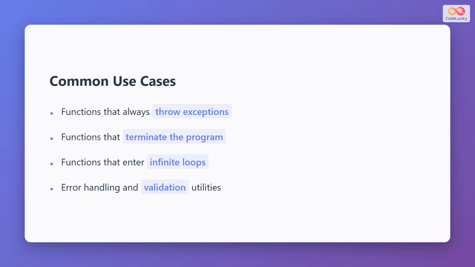There are 4 common scenarios where Nothing is useful. First, functions that always throw exceptions, like validation helpers. Second, functions that terminate the program, such as exit routines. Third, functions that enter infinite loops and never complete. And fourth, error handling and validation utilities that ensure certain conditions are met or fail the operation.